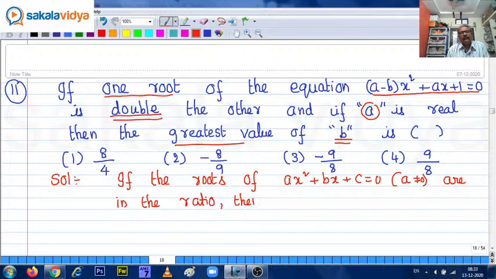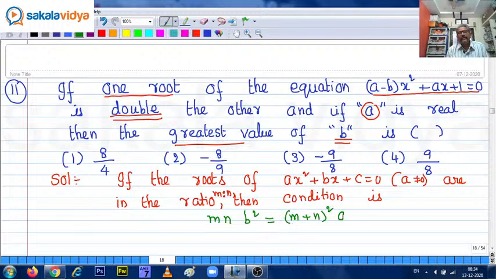then the condition is, you remember the condition, if the roots are in the ratio m is to n, then the condition is mn b square equals m plus n whole square into ac. First let us make use of this condition. We need to apply this condition on this quadratic equation.